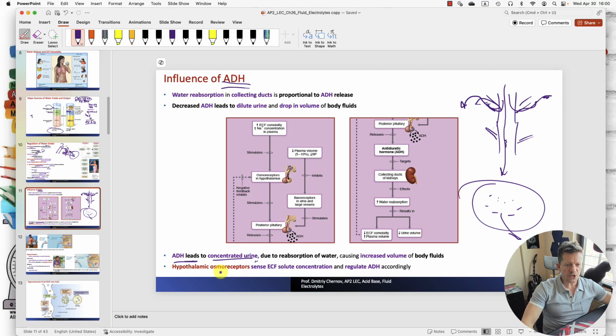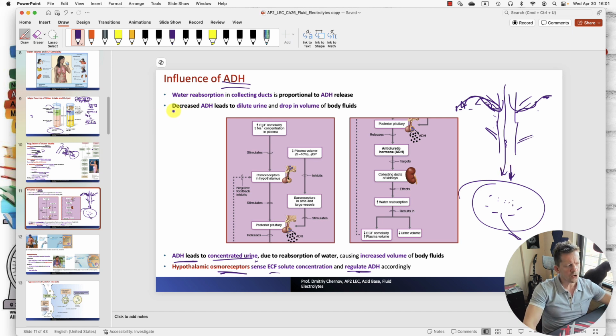So our osmoreceptors in the hypothalamus can sense what's going on inside of the extracellular fluid. Is there too much or too little water, or what is the solute concentration? Based on that, they can regulate the release of antidiuretic hormone, so we can reabsorb water or release water. If we release water together with the filtrates, then the urine would be more dilute. But if you return water back into circulation through these aquaporins, now the urine will have less water and be more concentrated.